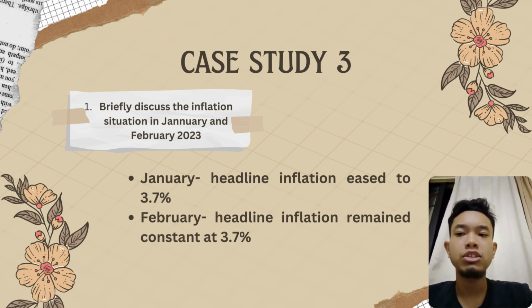So the first question is, briefly discuss the inflation situation in January and February 2023. So my answer is, based on Bank Negara Malaysia statement, in January, headline inflation is 3.7%, decreased 0.1% from December 2022, while the core inflation dropped to 3.9% from 4.1% in December. In February, the headline inflation remained constant at 3.7%, meanwhile the core inflation remained constant at 3.9%.